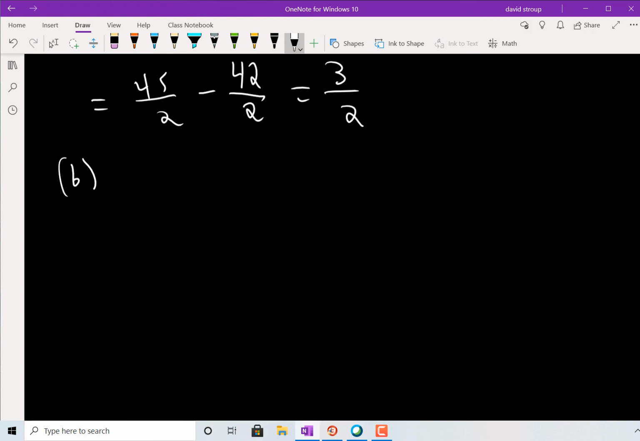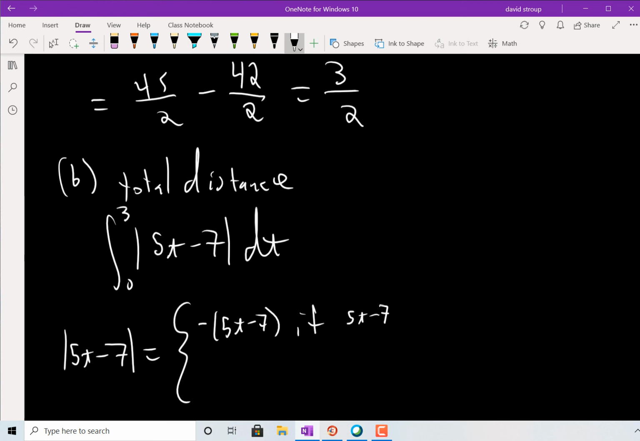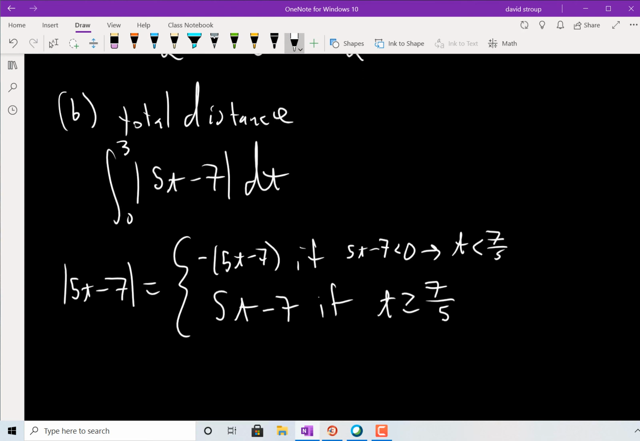For the total distance, that's a little bit more work, and it's because of the absolute value function. The absolute value function represents a bunch of pieces. In particular, it'll be negative of 5t minus 7 when 5t minus 7 is less than 0, in other words, when t is less than 7/5. And then it'll be positive 5t minus 7 when t is greater than or equal to 7/5. So when you see an absolute value function, you don't really know what you're integrating, technically. It's the absolute value of 5t minus 7, but what is that? Well, it's negative 5t plus 7 in this interval and positive 5t minus 7 in another interval. Then you have to integrate those two pieces.